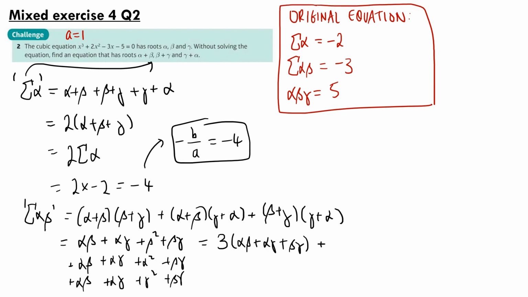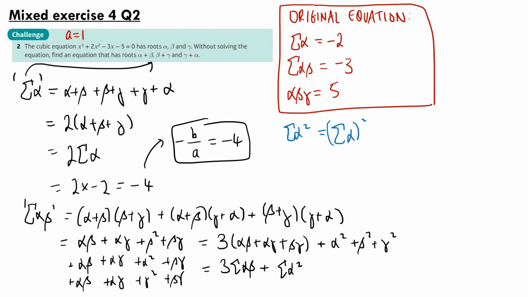And then we're going to add 1 lot of alpha squared, 1 lot of beta squared, and 1 lot of gamma squared. So this is going to be equal to 3 times the sum of the original alpha betas plus the sum of the original alpha squared. And we can use the formula for the sum of alpha squareds, which is the sum of the alphas all squared. Then we're going to take away 2 lots of the sum of the alpha betas. And that's true for quadratics, cubics, and quartics.